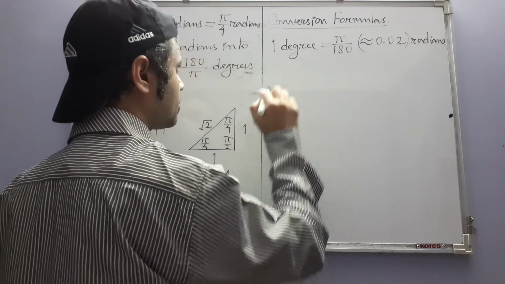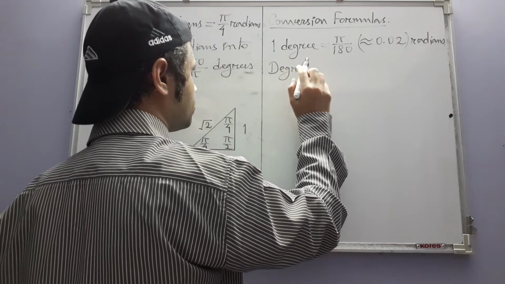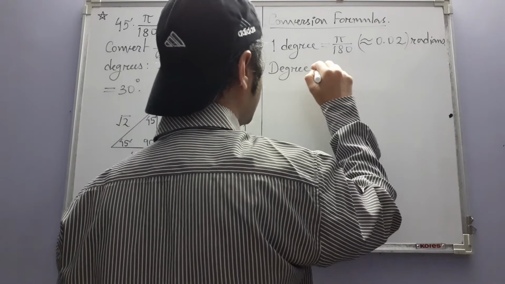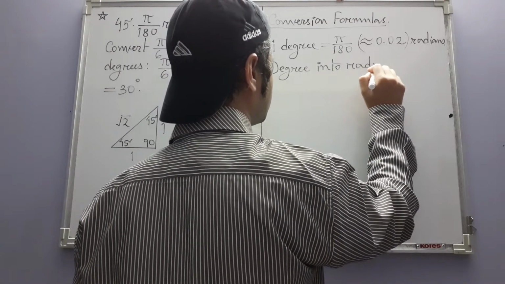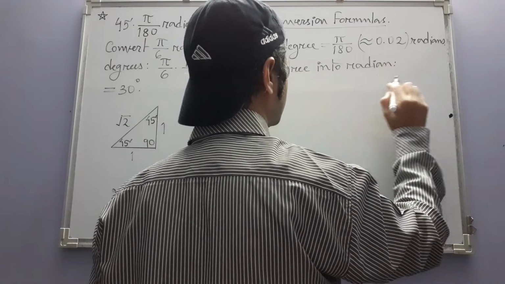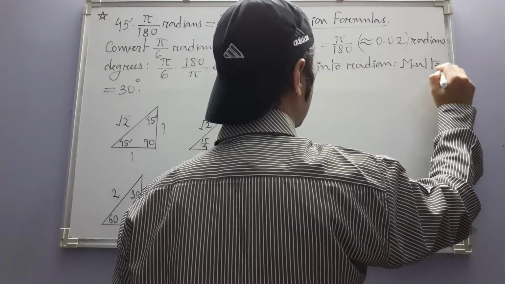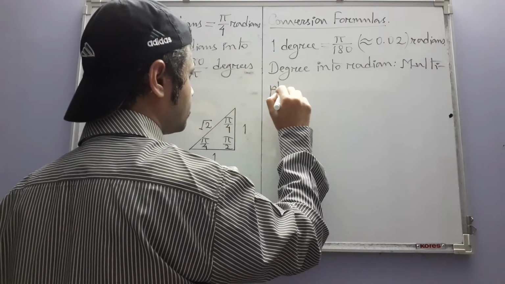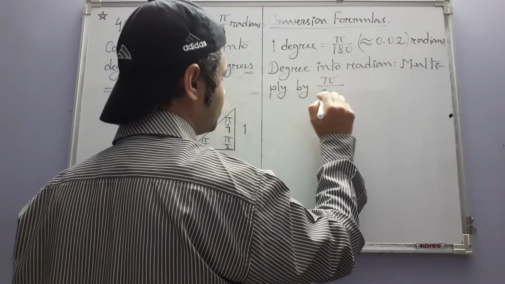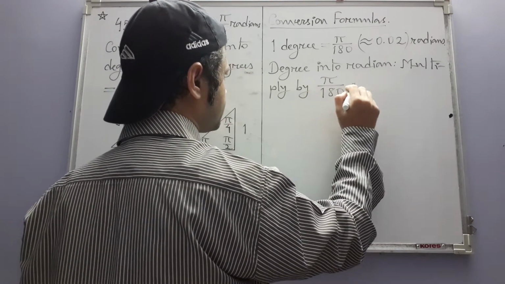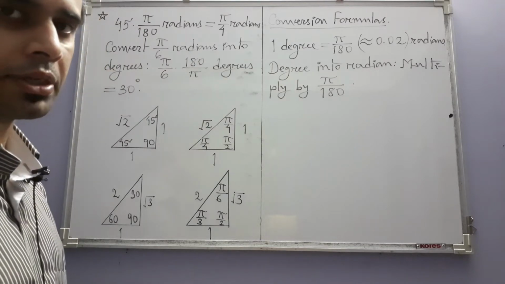And when you are converting degree into radian, you need to multiply by pi divided by 180. So if you want an approximate answer, you can in fact multiply by 0.02.